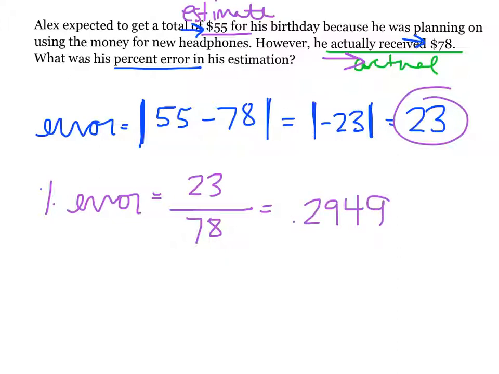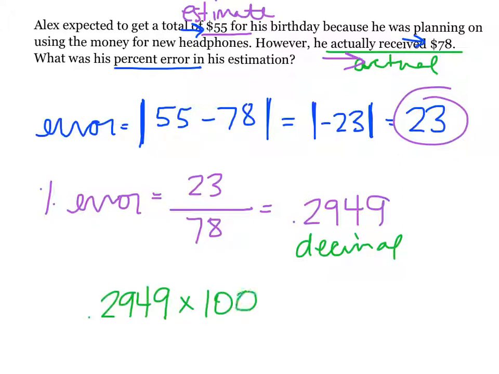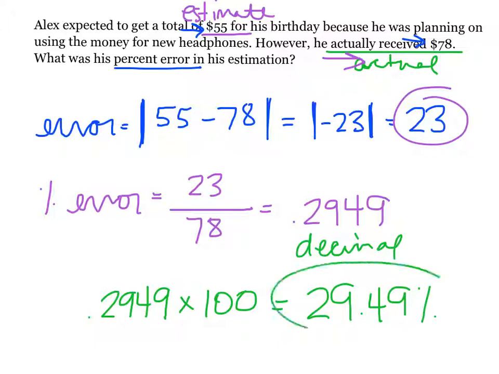And this equals 0.2949. However, remember, this is decimal, and we need to switch it to percent. So we take 0.2949 times 100 to switch it to percent, and we end up with 29.49% for our final answer.